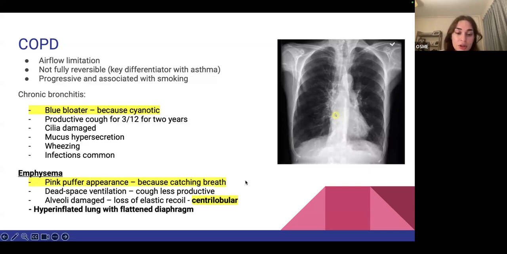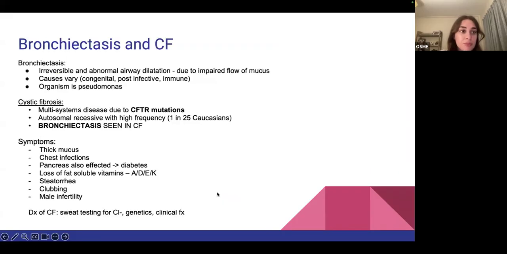This will differ to alpha-1 antitrypsin deficiency, where there's pan-acinar emphysema, and this is a big differentiating part of lab med that they love asking about.